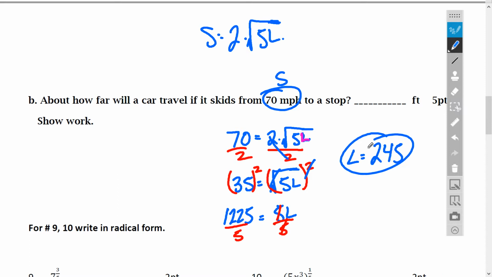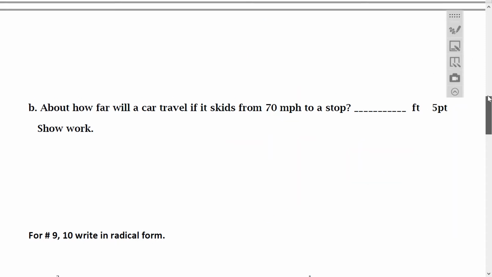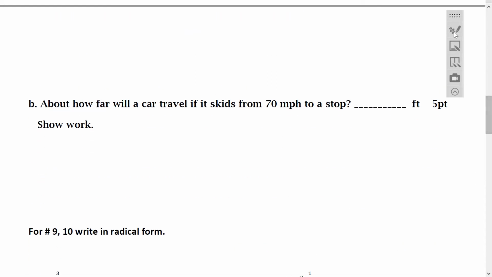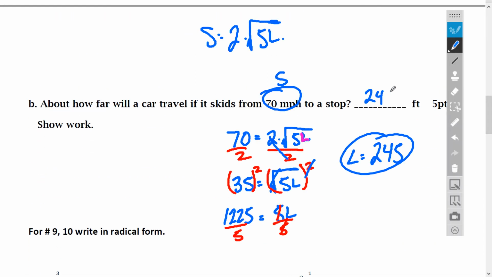So the skid mark here would be 245 feet. When you're given the length for this equation, you just have to plug it in and calculate. But when you're given the speed for this equation, you do have to actually solve it. So it all depends on which variable you're given. Are you given the speed or are you given the length?